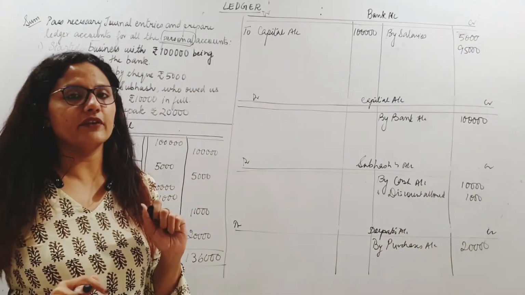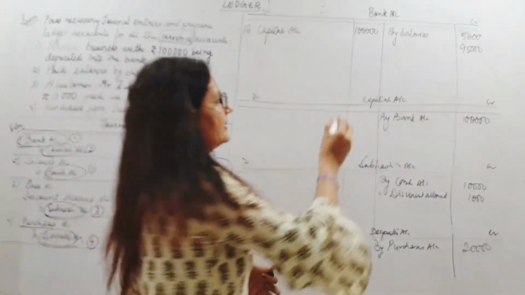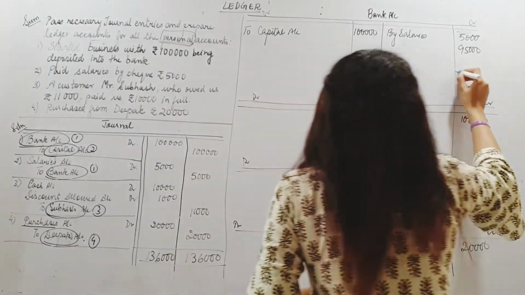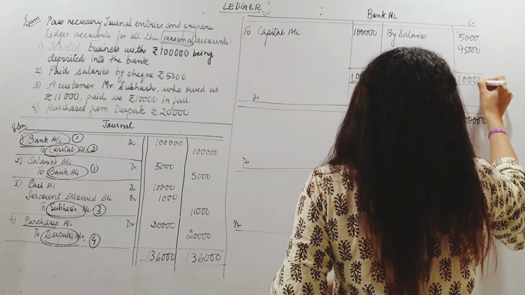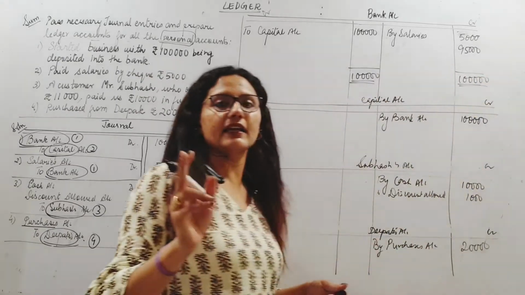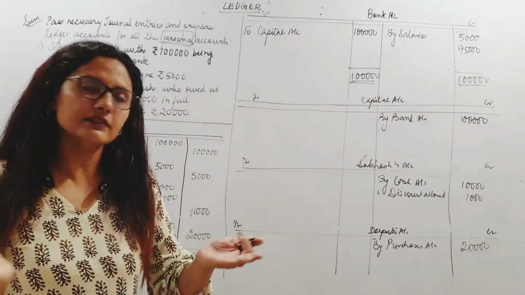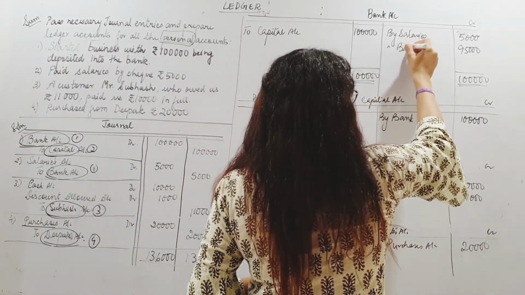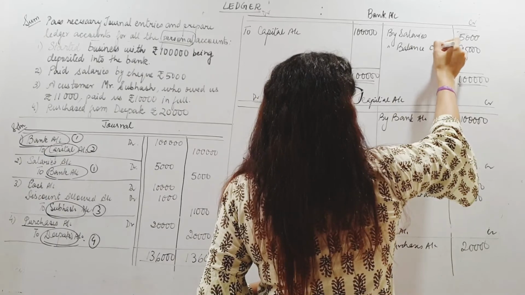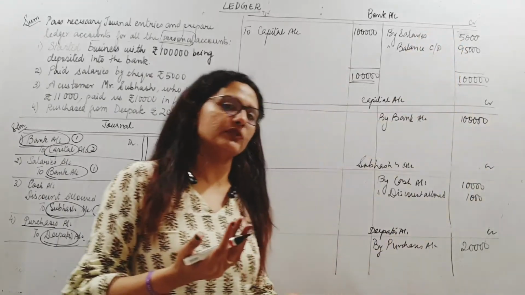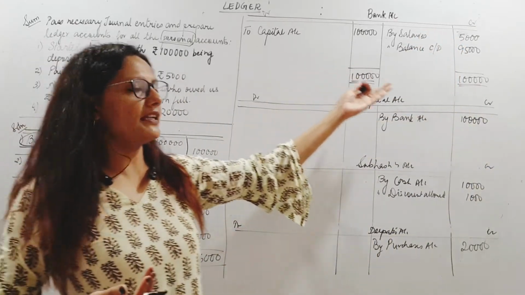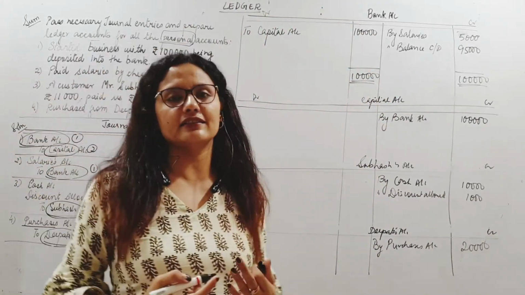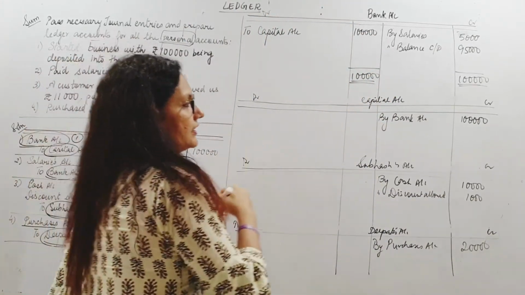If I put 95,000 there, my credit and debit side both will become 1 lakh, and then only will I be able to close this account, okay? 1 lakh on both sides. So now it's balanced. But what do I write there? Yes, by balance carried down or carried forward also is fine, okay? This is the balance left at the end of the period and we are carrying forward that to the next period.